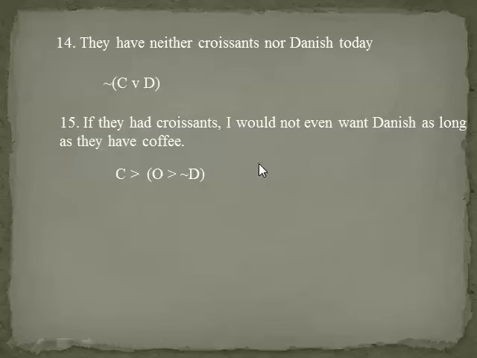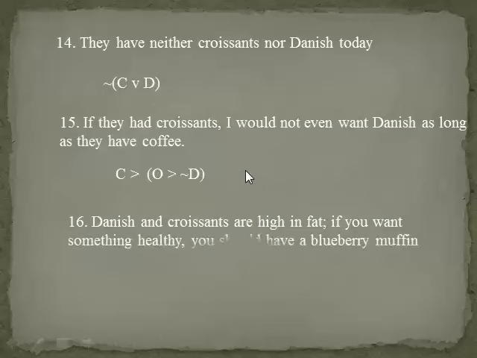Okay, let's take a look at that. If they have croissants, then as long as means if. If they have coffee, then I don't even want a Danish. So as long as means the same thing as if. So if C, then if O, then not D. Here you have a semicolon. That's going to be represented by a dot. D stands for Danish or high in fat. C stands for croissants or high in fat. H stands for you want something healthy, and B stands for you want a blueberry muffin. You should have a blueberry muffin.